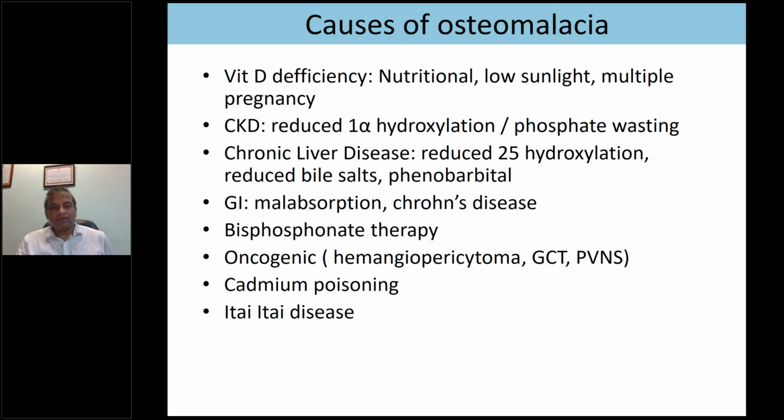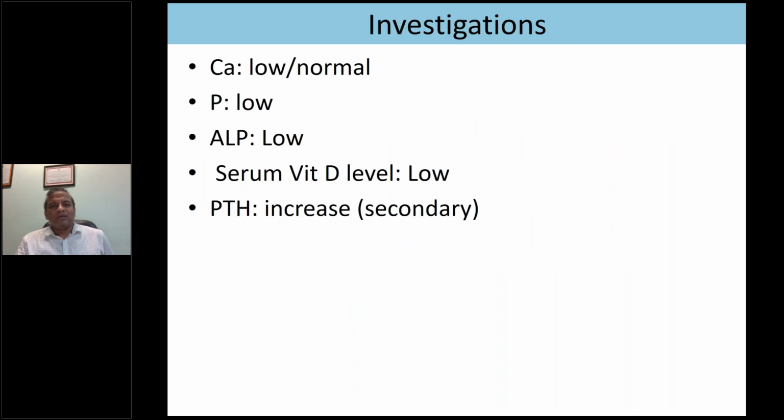It can be paraneoplastic, oncogenic, with various tumors like hemangiopericytoma, or GCT. Rarely, other conditions like cadmium disease or Ita disease have been reported. If we investigate them, they have low calcium or normal calcium levels, marginally low. Phosphates are low, alkaline phosphatase is low, and serum vitamin D levels are definitely low. The parathormone levels can be increased because of secondary hyperparathyroidism.